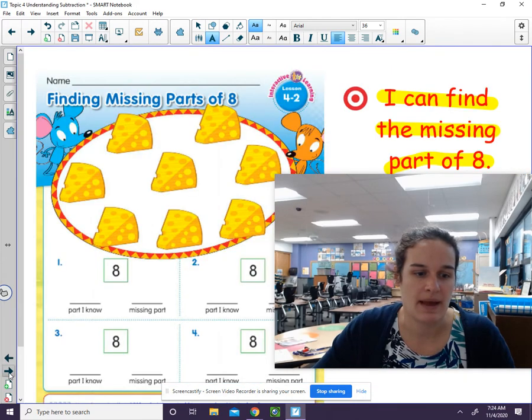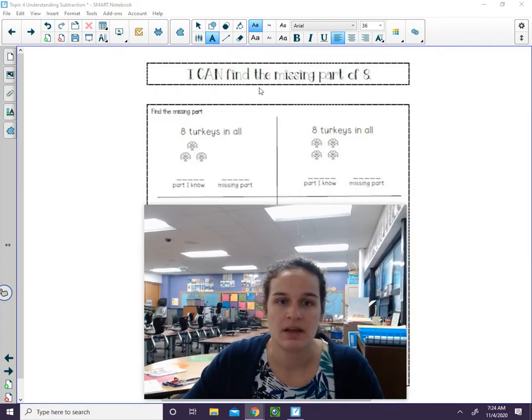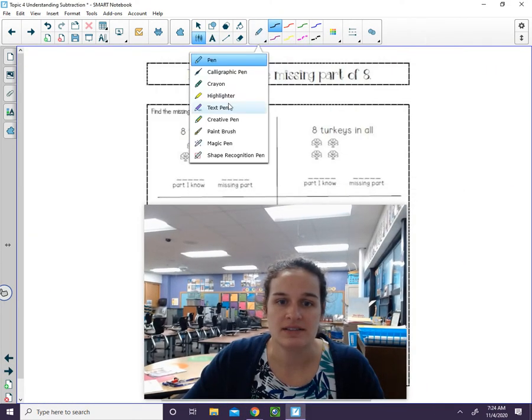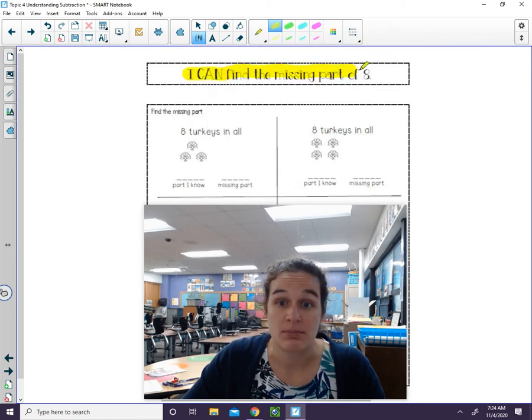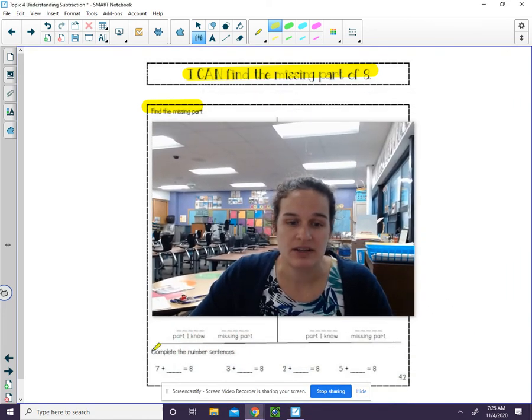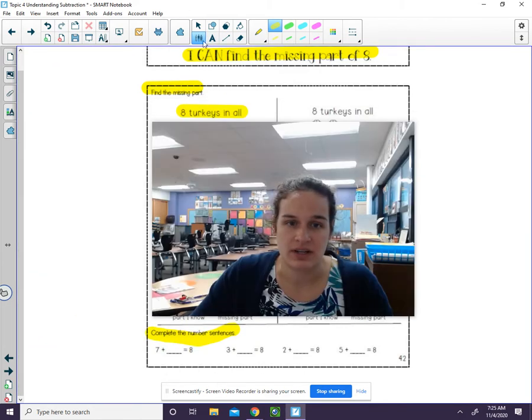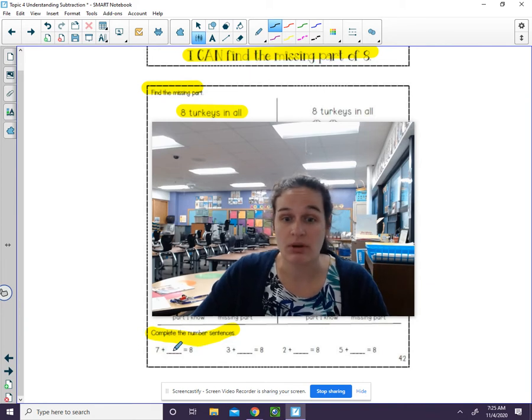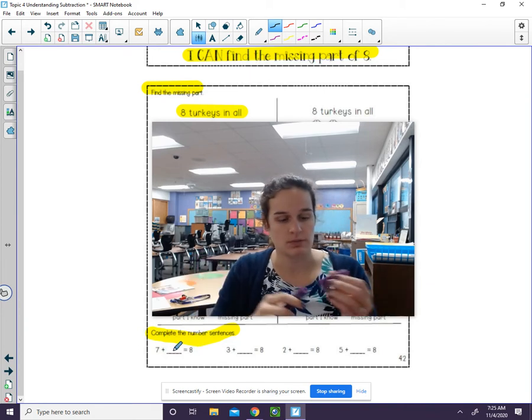Let's take a look at our math sheet for today. The learning target says, I can find the missing part of 8. Here it says find the missing part. You're using 8 turkeys in all for each of these problems. Then down here it says complete the number sentence. So just how we kind of did it yesterday, you are going to count on. So if I have 7 and I'm trying to get to 8, I have to think how many more do I need? You could use your cubes.